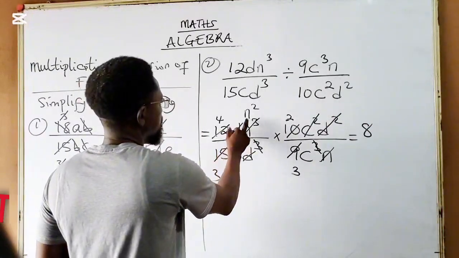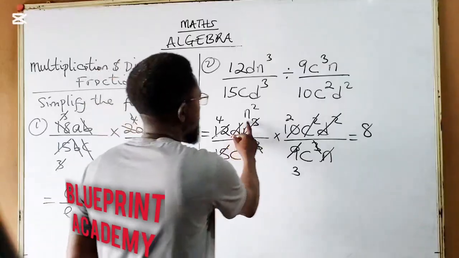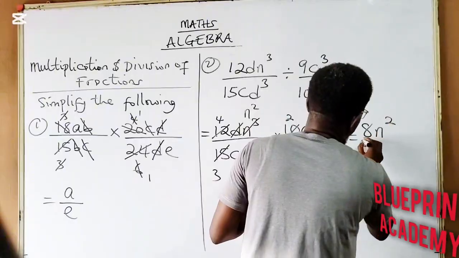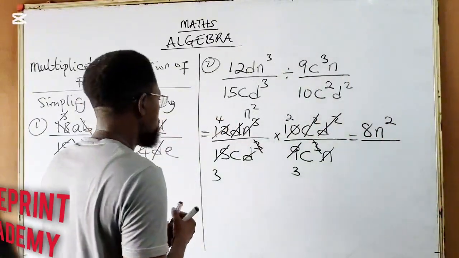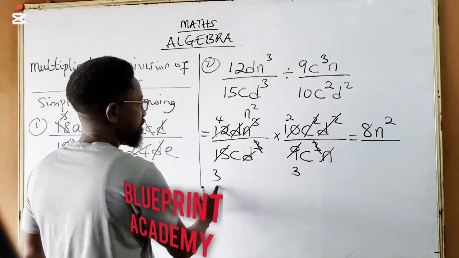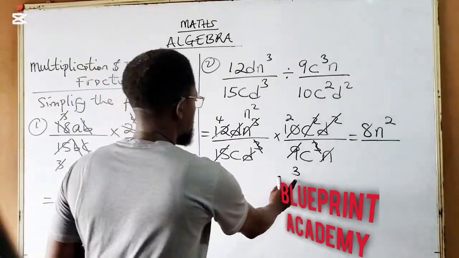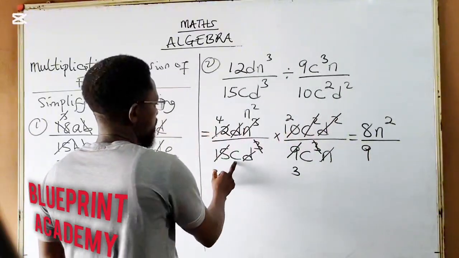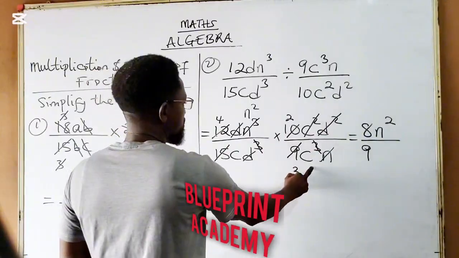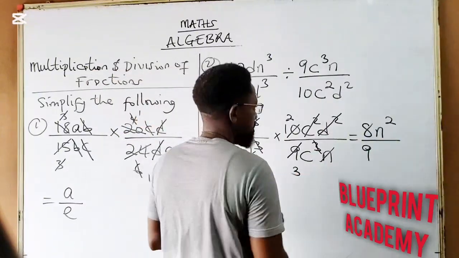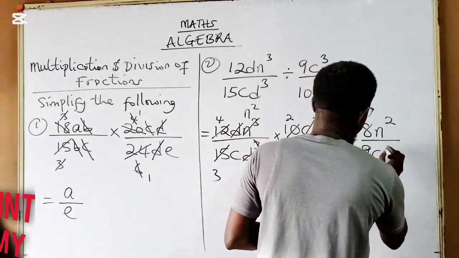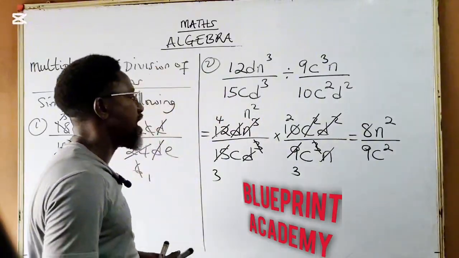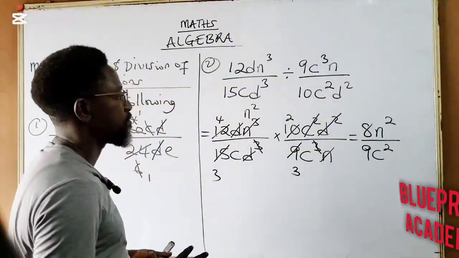Then again we check. We are left with n squared here, and there's nothing there, so we write n squared all over. We go now to the denominator. Here we have 3, we have 3 here. 3 times 3 will give us 9. Then we have c left here, we also have c here. So c times c will give us c squared. So the answer becomes 8n squared over 9c squared.